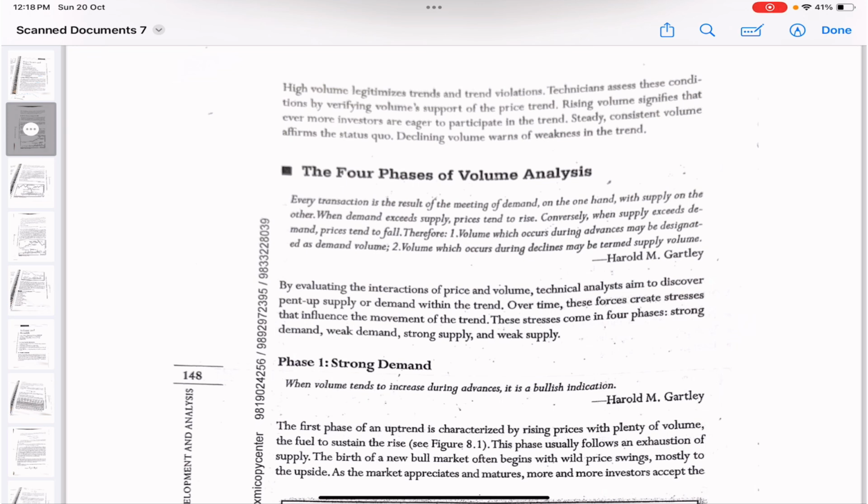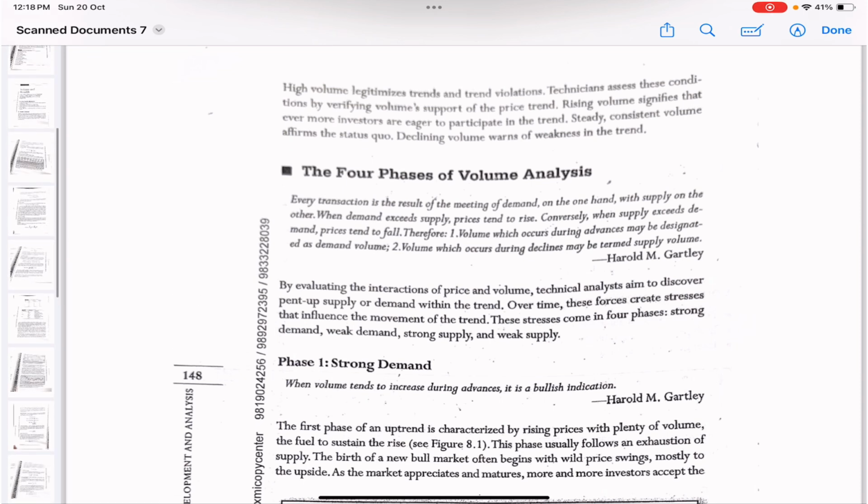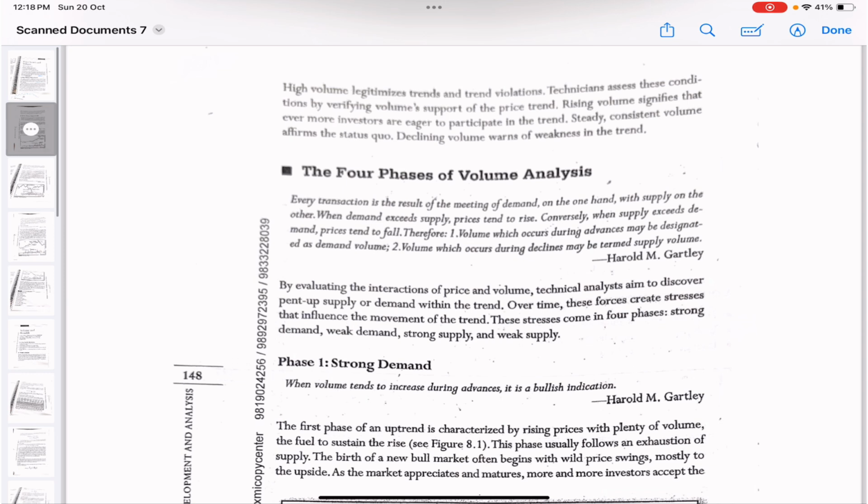Rising volume signifies that more investors are eager to participate in the trend. Steady or consistent volume affirms the status quo. Declining volume warns of weakness in a trend. So it is all about psychology, right? Everything in this market is about psychology. You need to always confirm your trades with the volume.